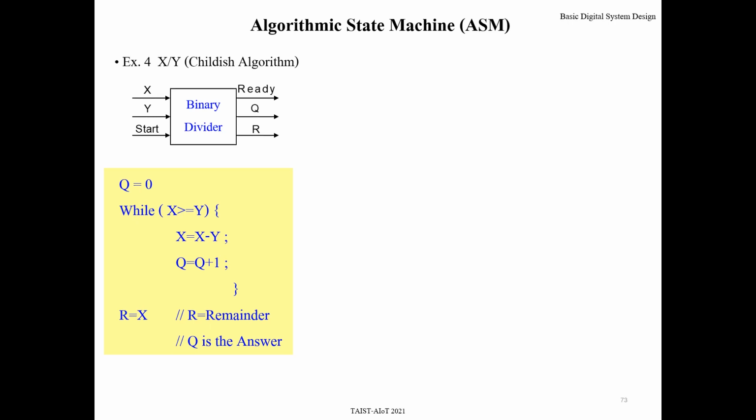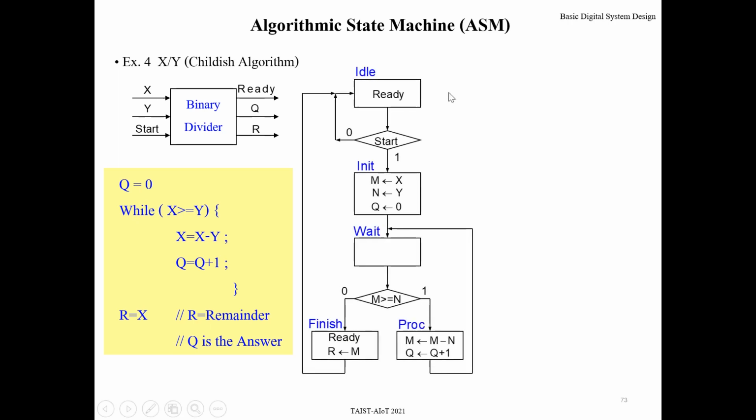So from this one, how to write down the ASM chart? This one is the ASM chart. Maybe I start with state idle. For this circuit, there are input X, input Y, and start. Start is the control input. Output is Q, R, and ready. Ready is a status output that shows whether it is ready to use or not.